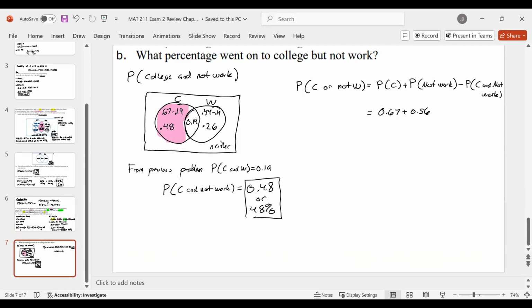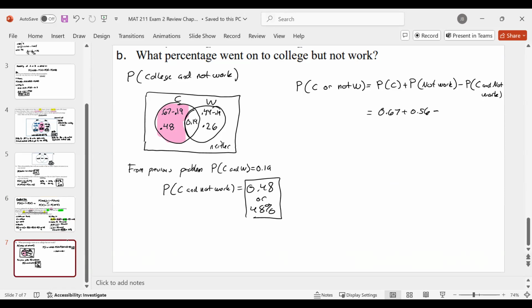Okay. And then what's the probability of college and not work? Well, that's what we're trying to find, right? And then what's the probability of college or not work, right? So I'd have to figure out what that is. And so college or not work would be 67% for the college. And then for not work, that would be whatever the outside would be. So you already kind of see you're running into an issue: now I have to figure out college or not work. And so that's what makes this a little bit more challenging.